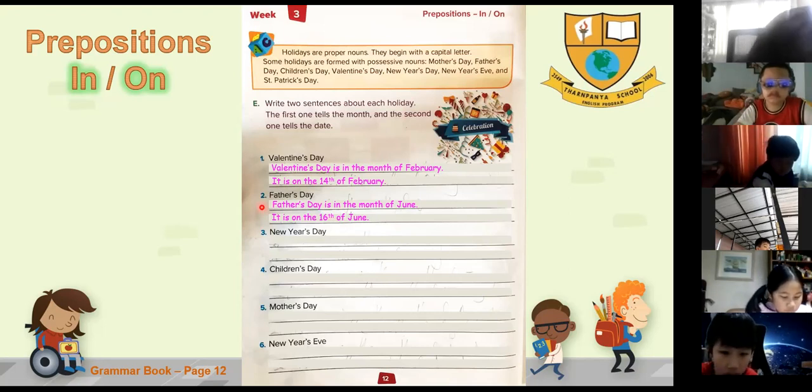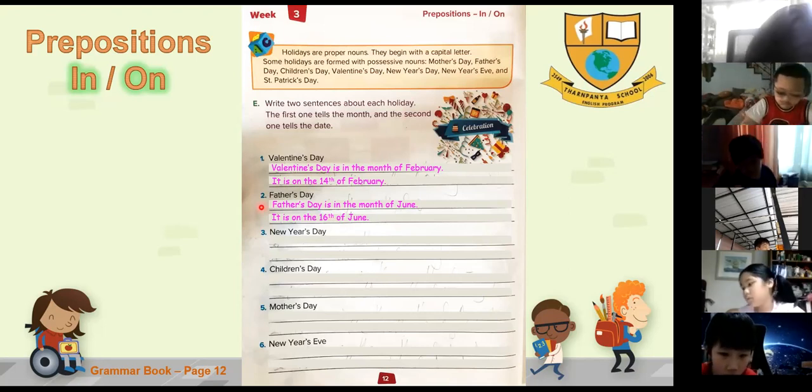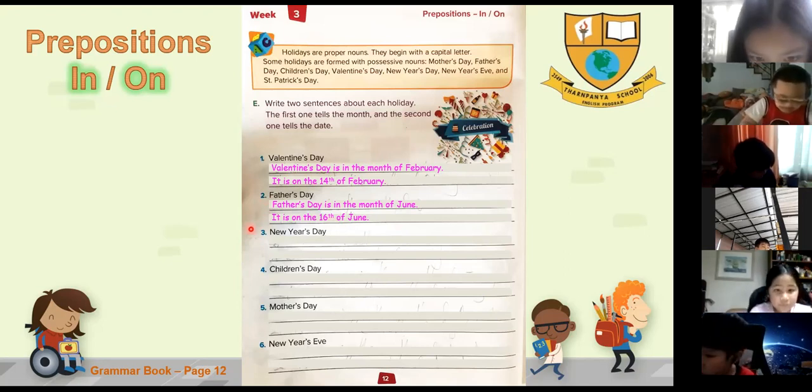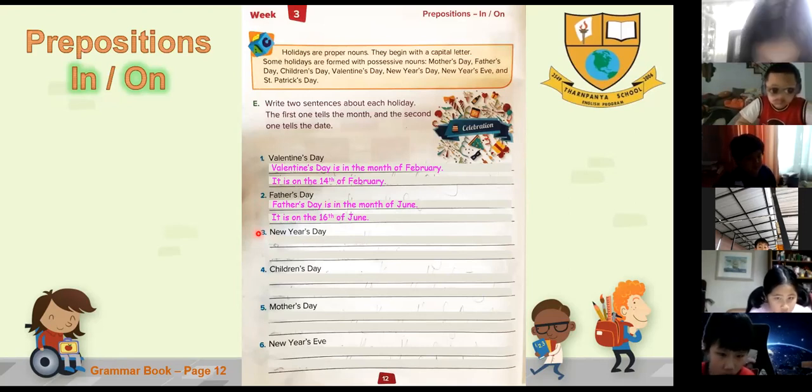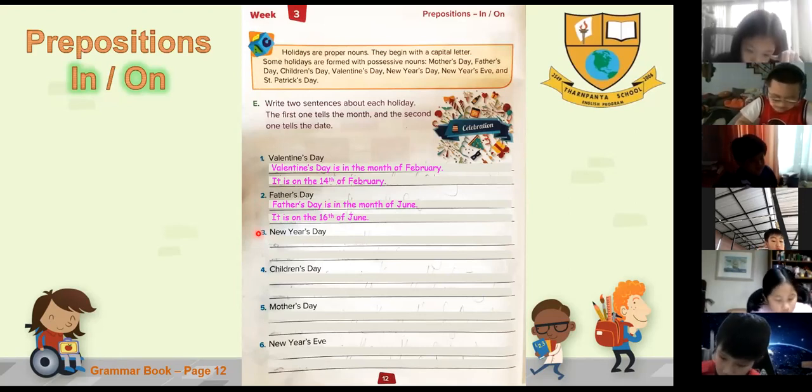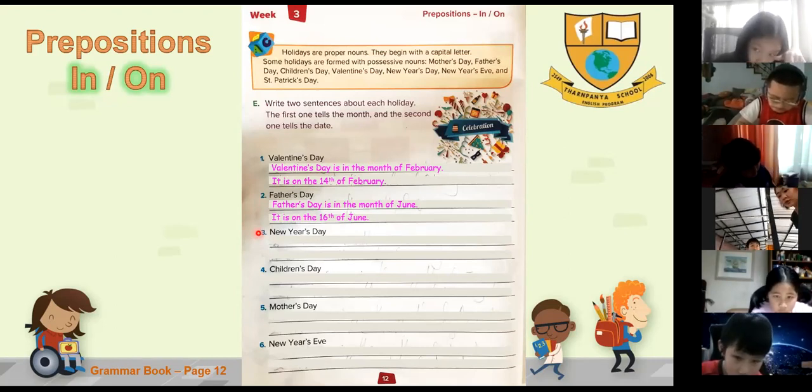Finish. Let's see. When you finish, we're going to take a look at the third one together. Do you know when New Year's Day is?